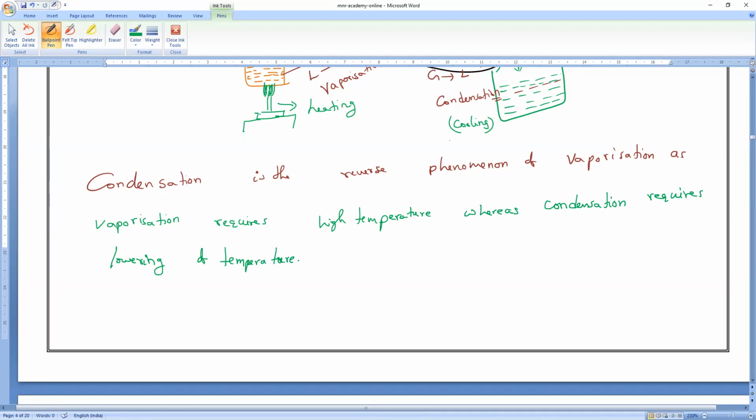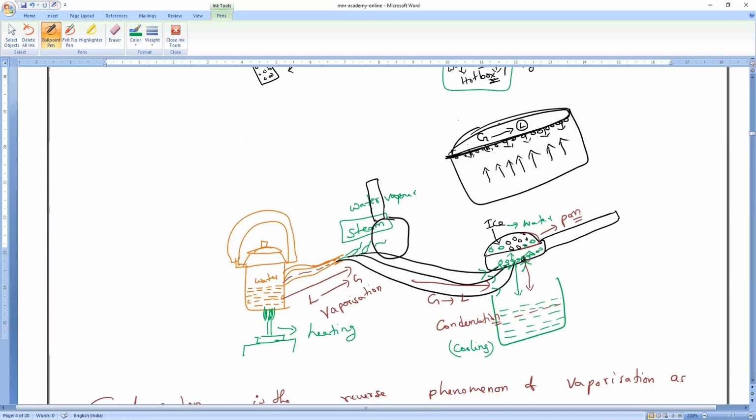This is the experiment you can conduct to carry out the condensation process. Anybody having any doubt, you can ask me. Clear, guys? All of you understood? Yes, please.